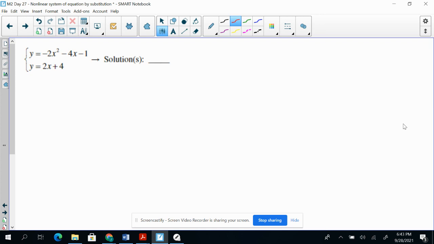So again, they're set up beautifully, y equals, because to be able to do substitution, you need a variable by itself. It doesn't have to be y, but it does have to be a variable by itself. In this case, they've just set these up nice and neat with y out there by itself. So 2x squared minus 4x minus 1. And we're going to combine our like terms.